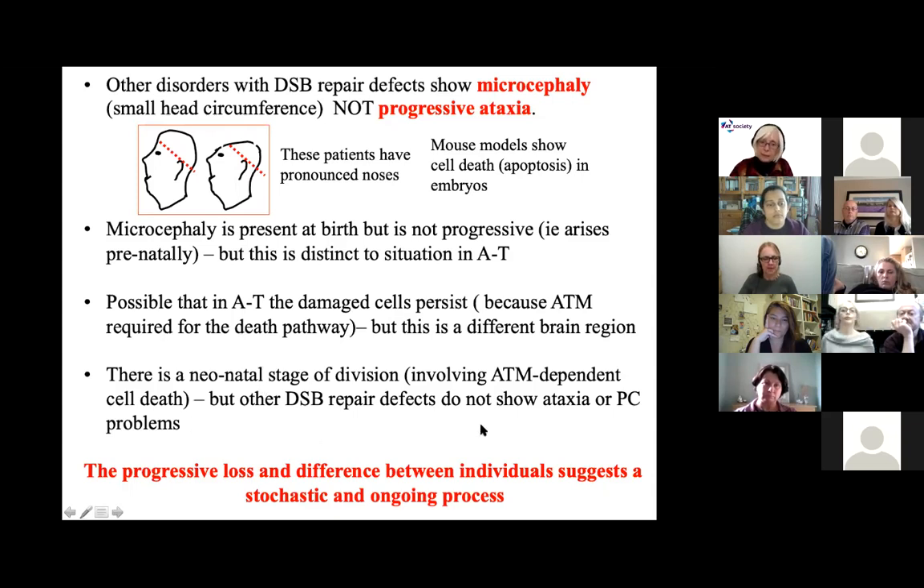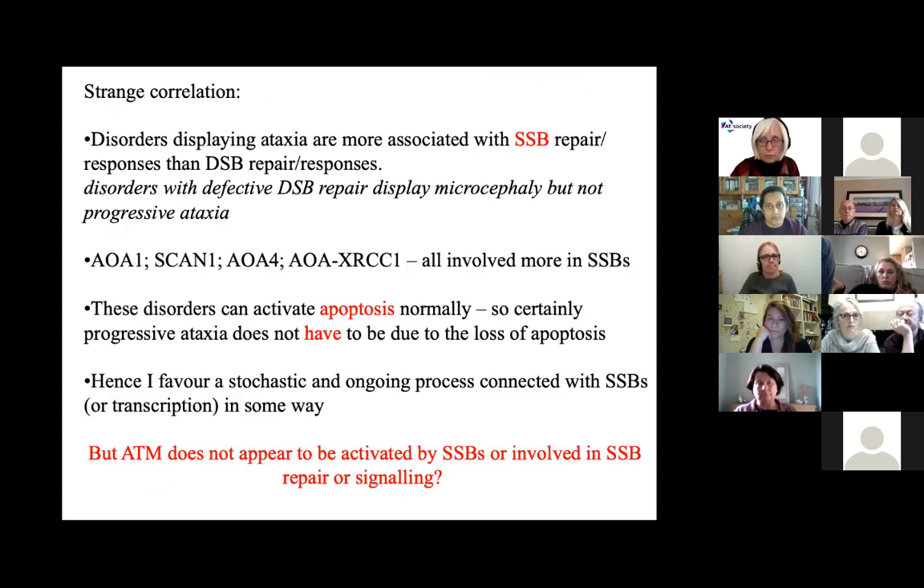There is another stage, a bit like this, which is post-birth, neonatal. But again, the other double-strand break repair defects do not show ataxia or Purkinje cell problems. So I think it's hard to really argue that it's a double-strand break repair defect that is exactly correlating with what's happening in the progressive ataxia.